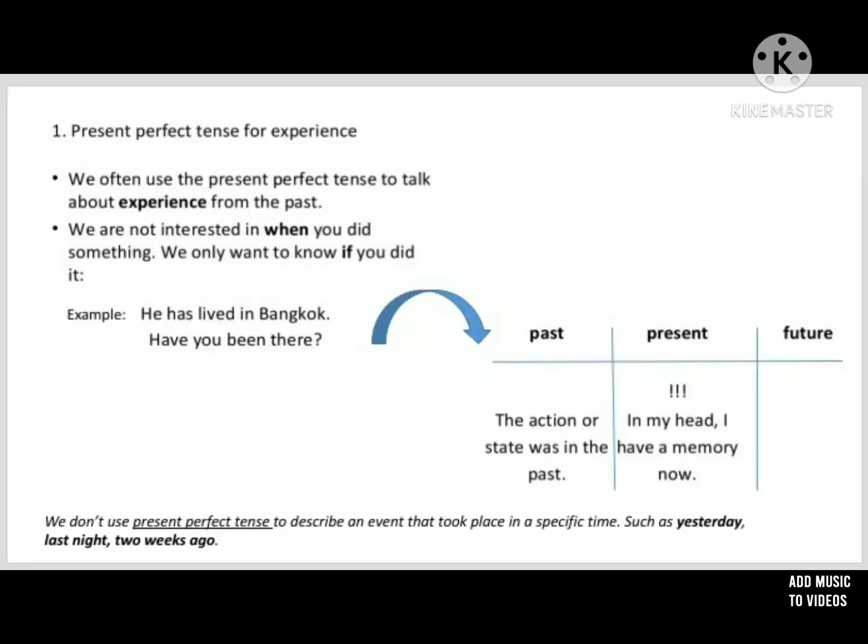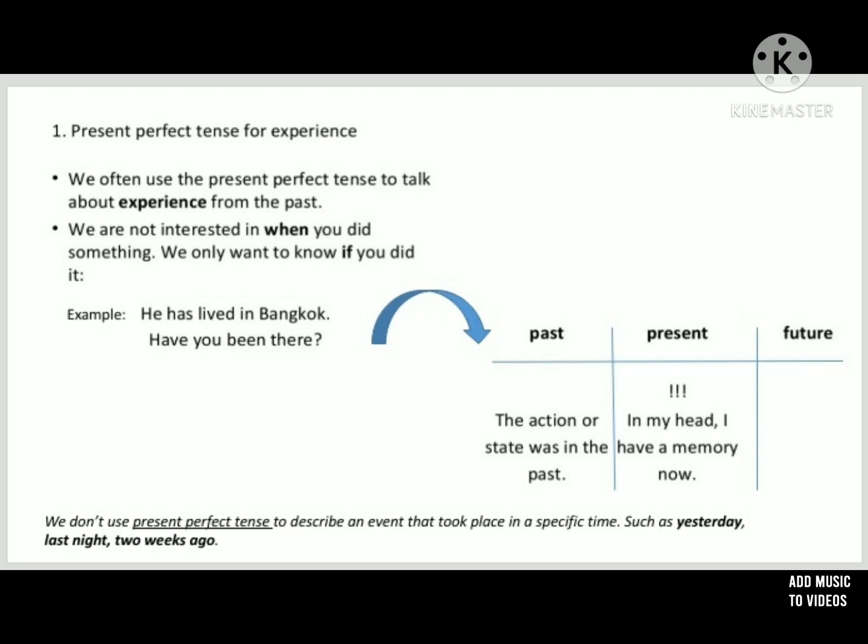Right, now let's see how we can use present perfect tense to express experience. We often use the present perfect tense to talk about experience from the past. Here, we are not interested in when you did something. We only want to know if you did it. Now look at the examples. He has lived in Bangkok. Have you been there?